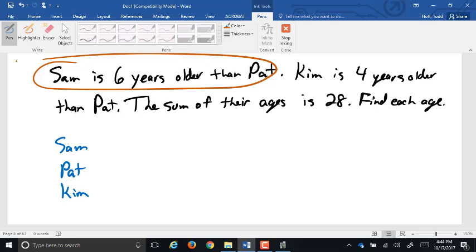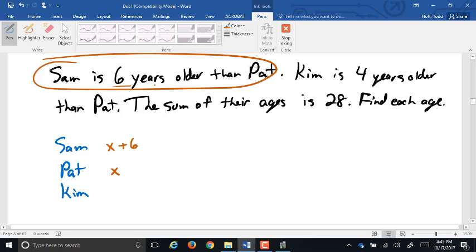Let's get my system back up here. I'll pause this. So Sam is 6 years older than Pat. That's what that's saying is, if we call Pat's age X, Sam would be X plus 6. Good, 6 years older. Where does Kim fit into this? Kim is 4 years older than Pat. Well, if Pat is X, that would make Kim X plus 4. Good.